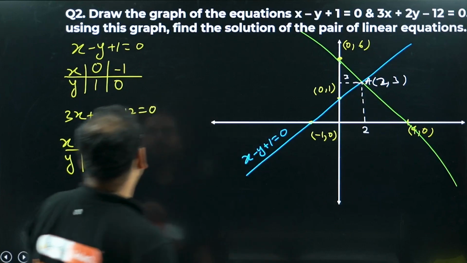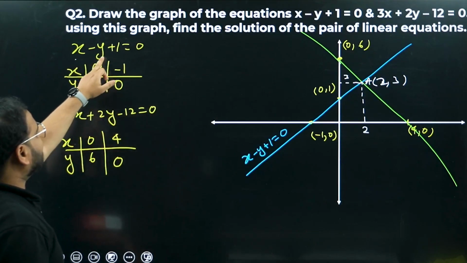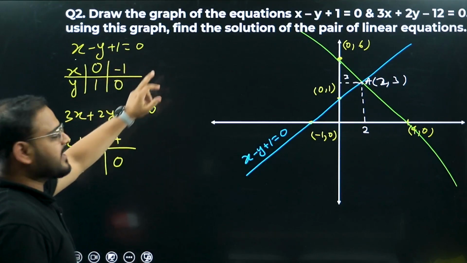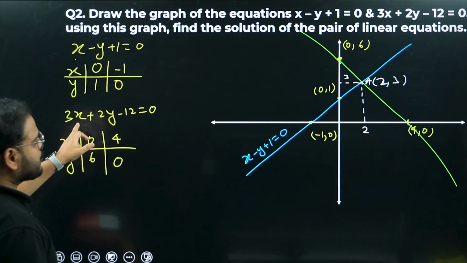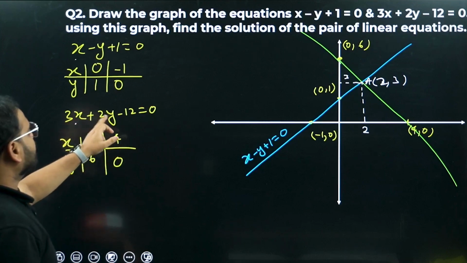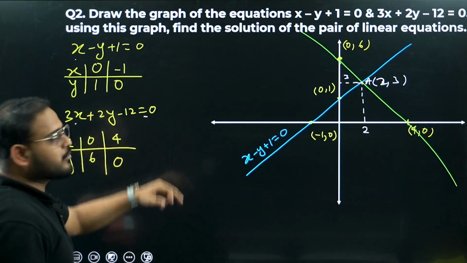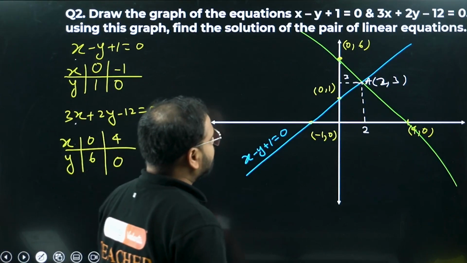Please check. Put here x as 2, y as 3. 2 minus 3 is how much? Minus 1. Plus 1 is 0. It means it satisfies. Check here also. x as 2, so 6. 2 into y is 3, again 6. 6 plus 6 is 12. Minus 12, again equal to 0. So it satisfies. So the solution is what?